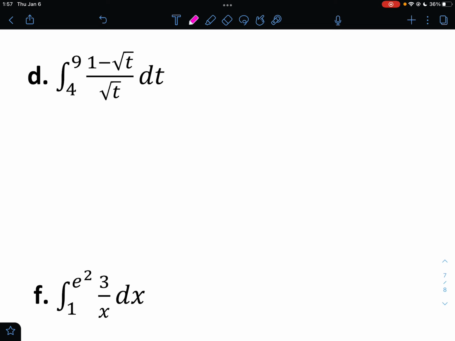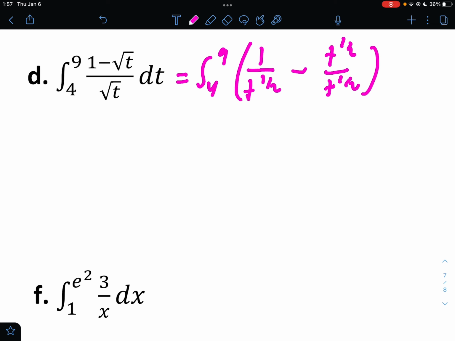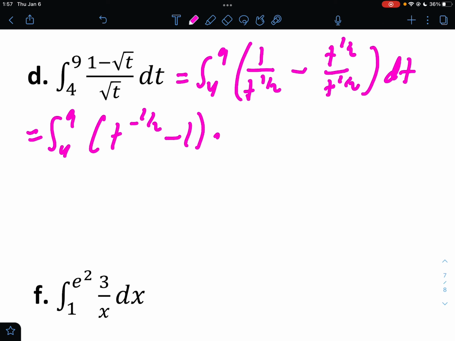All right, letter D. So again, we talked about this last video. We can't take an antiderivative like this. There's no quotient rule for this. So I'm going to rewrite this as the integral from 4 to 9 of 1 over t to the 1/2 minus t to the 1/2 over t to the 1/2, which is going to be 1, but we'll get to that in a second, dt. And rewriting, I get the integral from 4 to 9 of t to the negative 1/2 minus 1 dt.